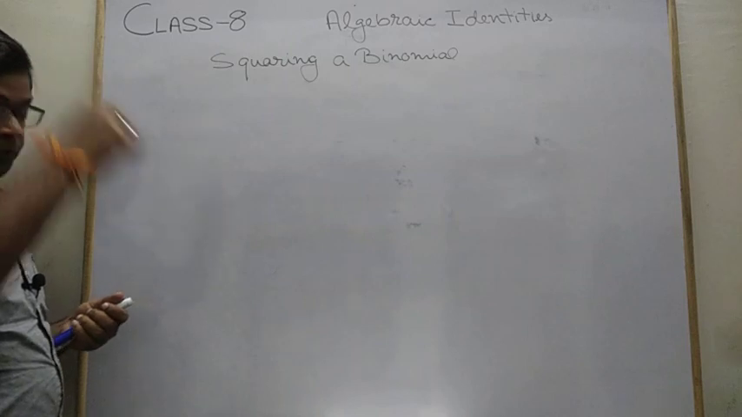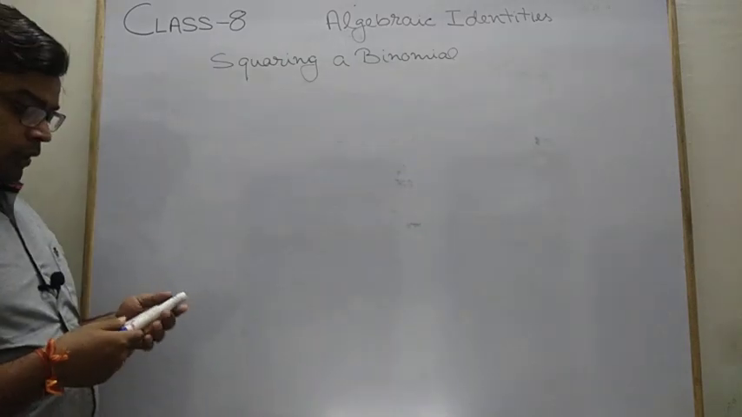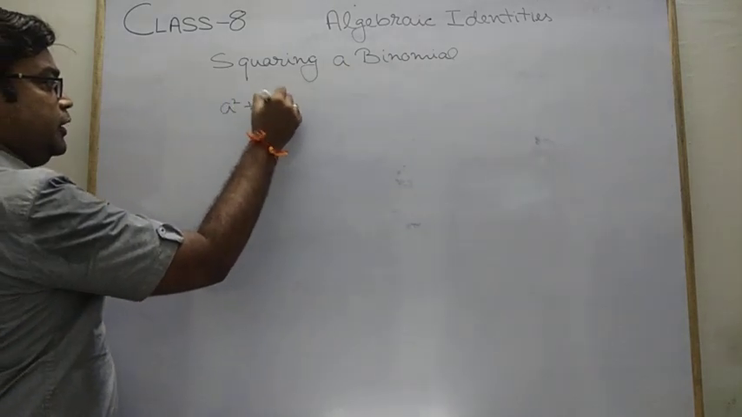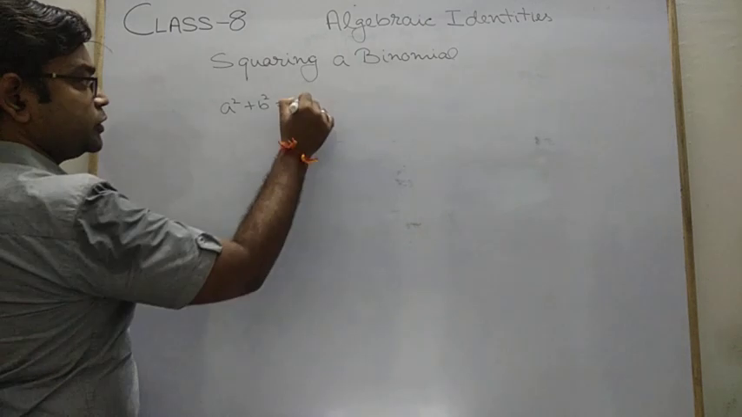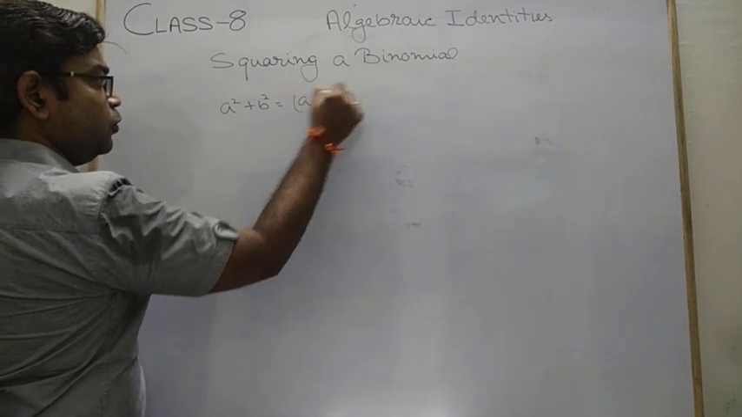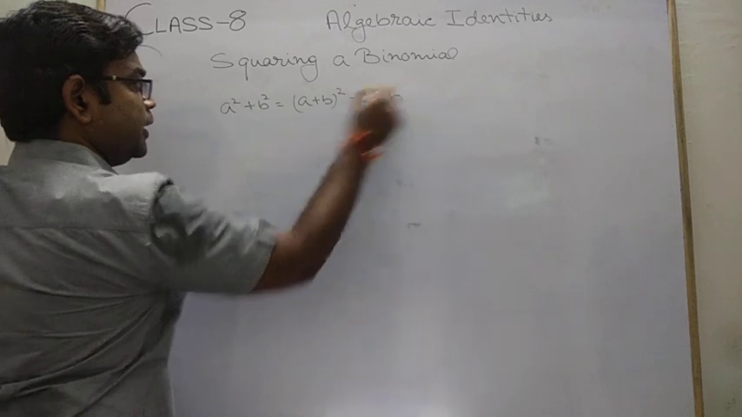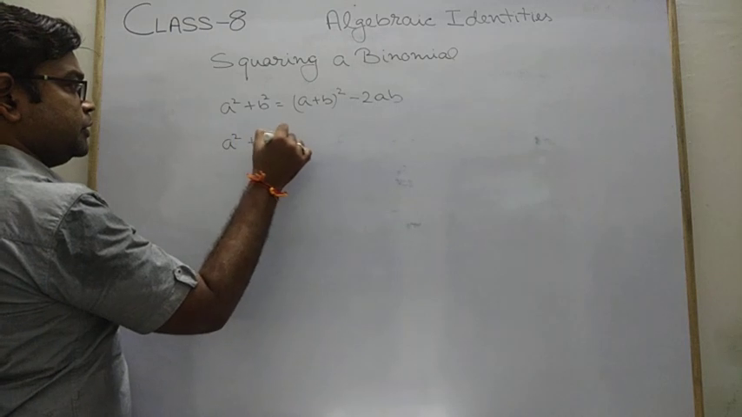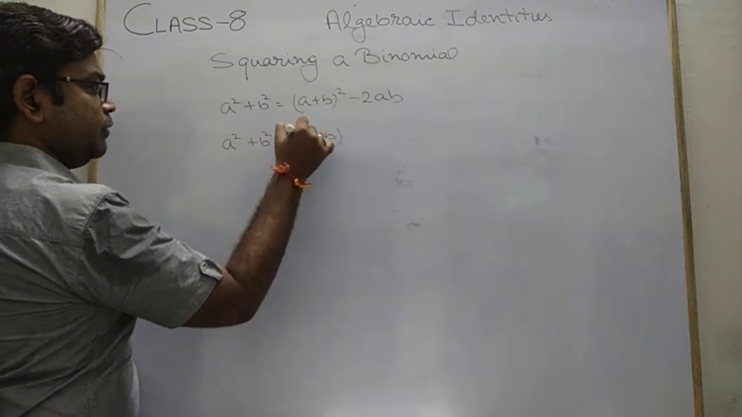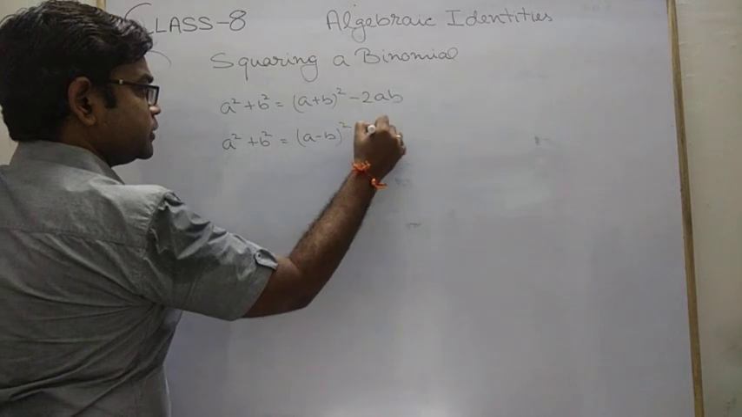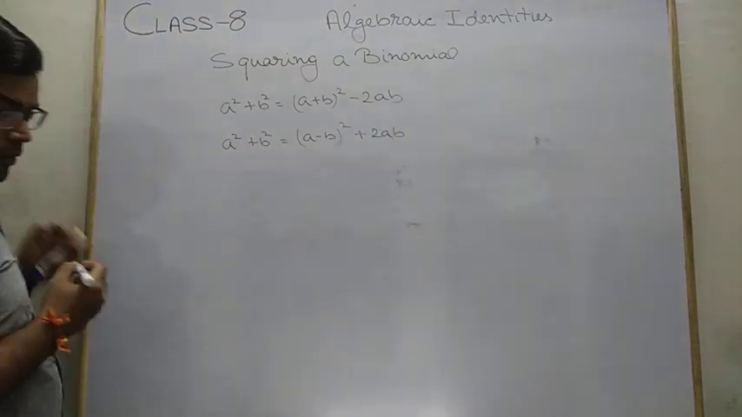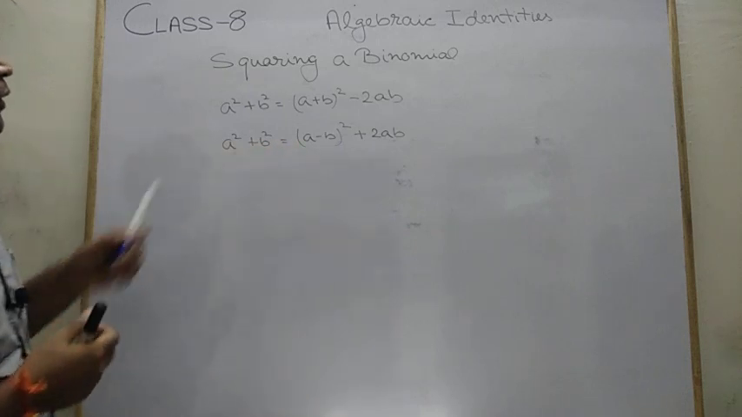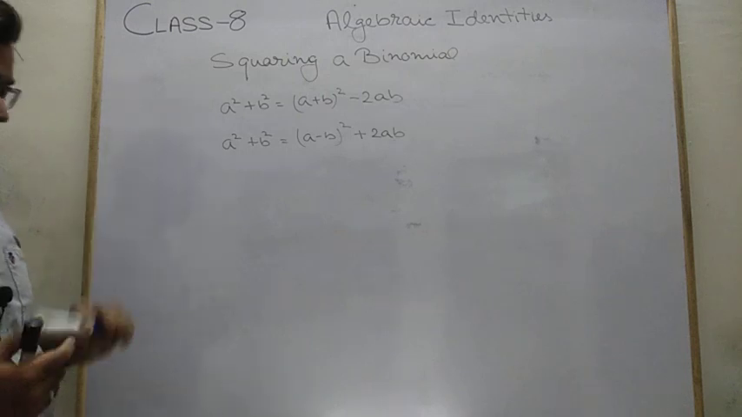So if you observe the last two formulas, for a square plus b square, as we discussed, this is equal to a plus b whole square minus 2ab, that is in case of sum of squares. And again, for a minus b whole square, we have a square plus b square equals a minus b whole square plus 2ab. Clear? So these two we found out.